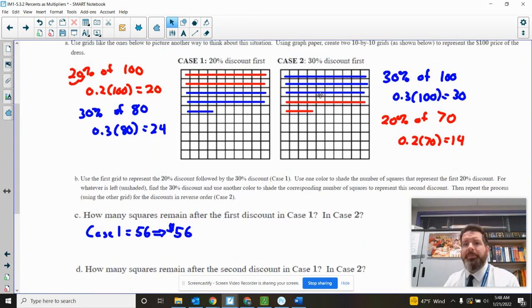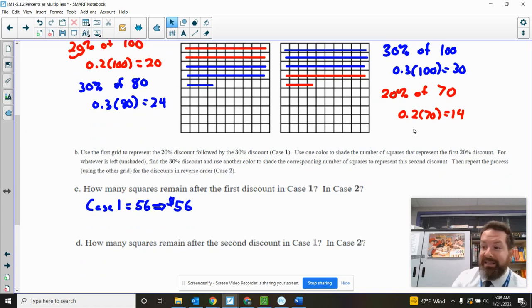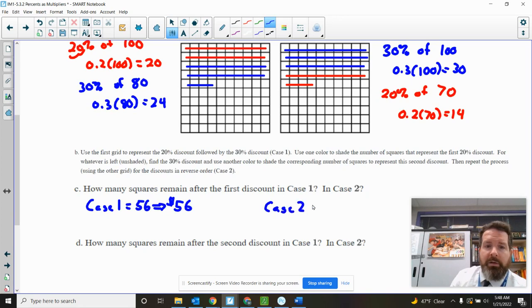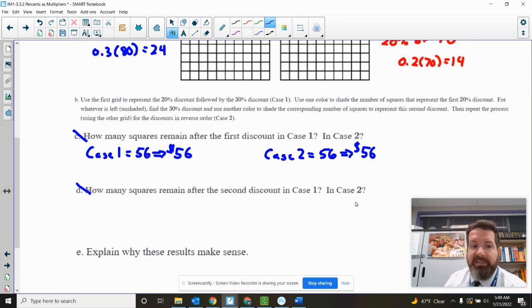Okay, so even though the distribution of the red and the blue is different, I hope you can see that in both cases, 10, 20, 30, 40, 56, there's 56 boxes left. So in case 2, there were 56 boxes, meaning, you know what? I actually answered the wrong question here, but we talked about that already. So in both cases, we end up with a $56 overall price.